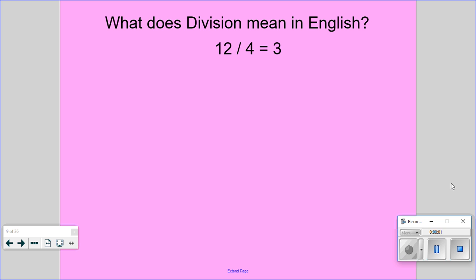Alright, to start off today, I always talk about how math is its own language. So we're going to figure out what division means in English. We did this with multiplication, right? What does that multiplication sign really mean?